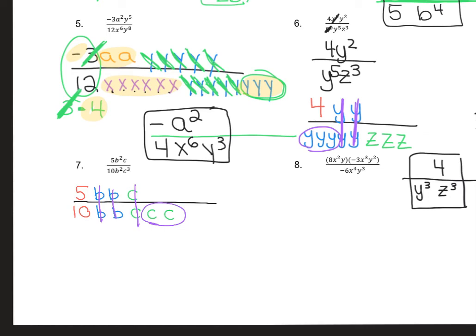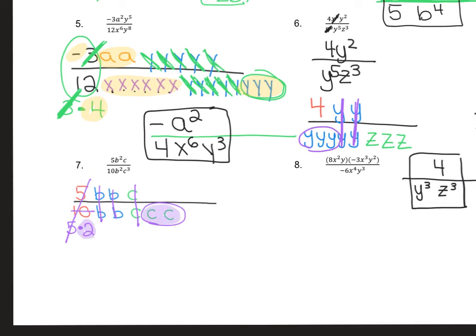And then again, looking at my coefficients, my 5 and my 10, I can rewrite the 10 on the bottom as 5 times 2. And then the 5's knock each other out. And that leaves me with a 2 on the bottom. So the only things I have left, I have a 2 on the bottom, I have 2 c's on the bottom.